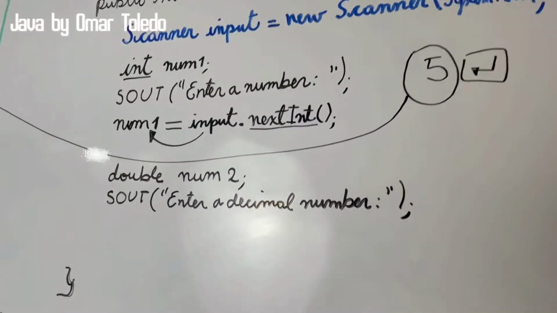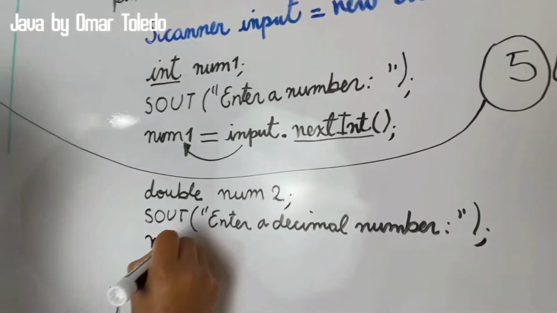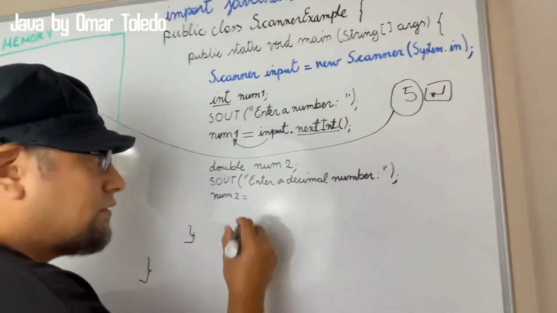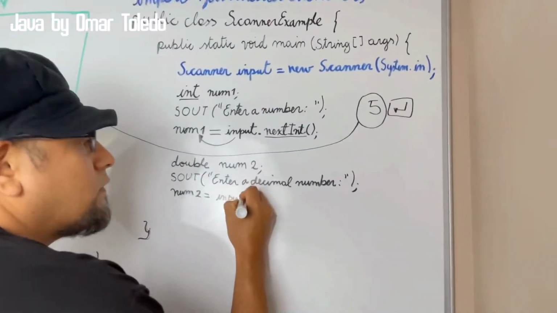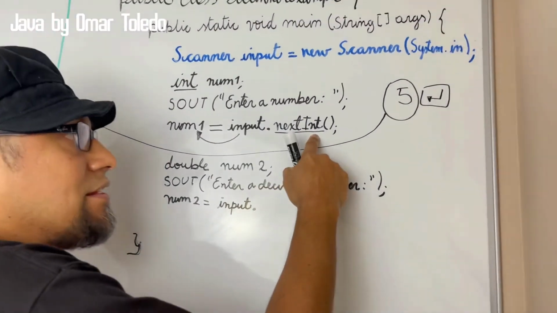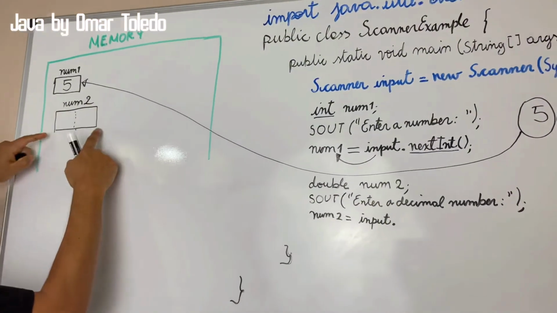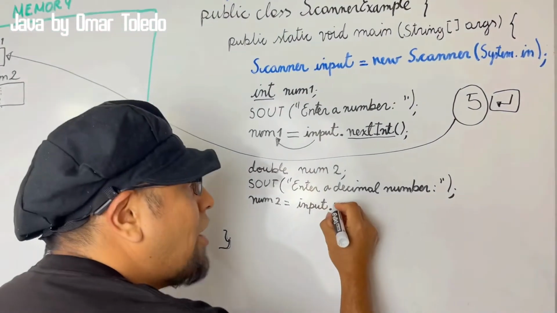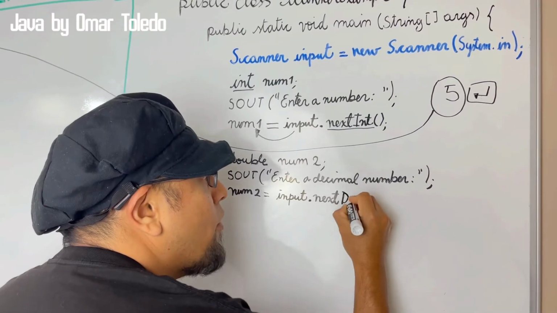Okay. Now let's store the decimal number in num2. So num2 equals. What is the name of my scanner? Input. Perfect. Input. For whole numbers that was next int. Now this container is to store decimal numbers, so the scanner has to collect a decimal number. The option that you have to select for the scanner for a decimal number is next double.